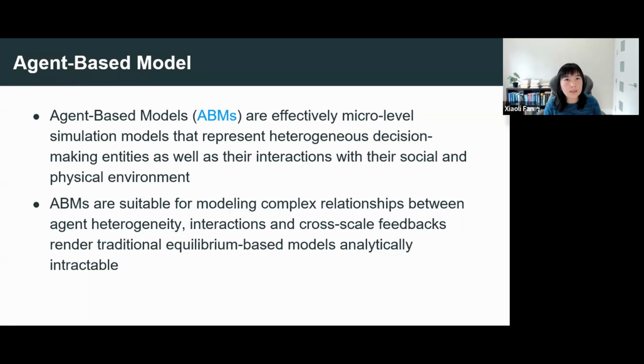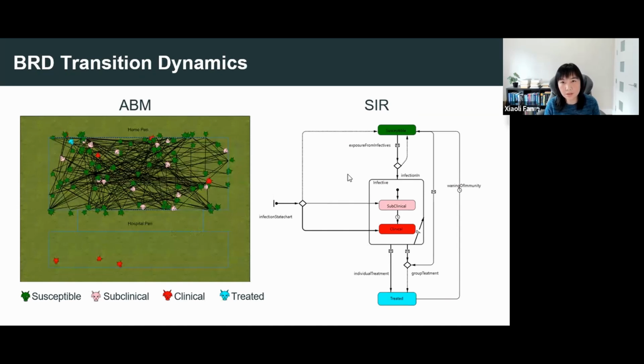It can represent those heterogeneous decision-making entities. So in our model, the agent is the cattle, and each cattle could have different weight, different disease status, and depending on whether there's antimicrobial use or the route of antimicrobial use, then the disease and the weight gain outcomes could be different. So there's a lot of heterogeneity there, and the disease transmission could be quite complex. And that's the major reason that we chose the agent-based model.